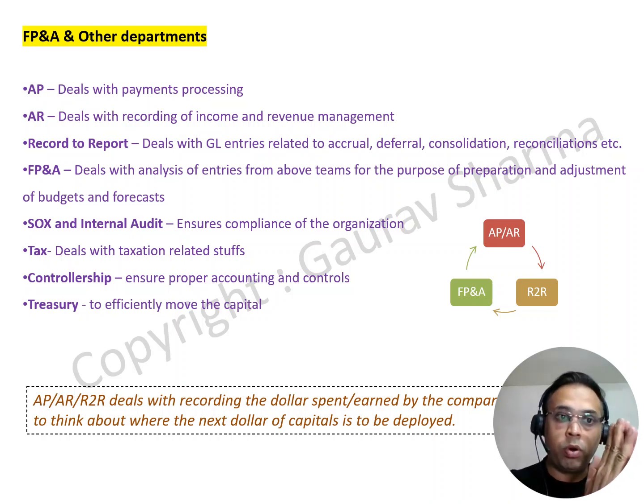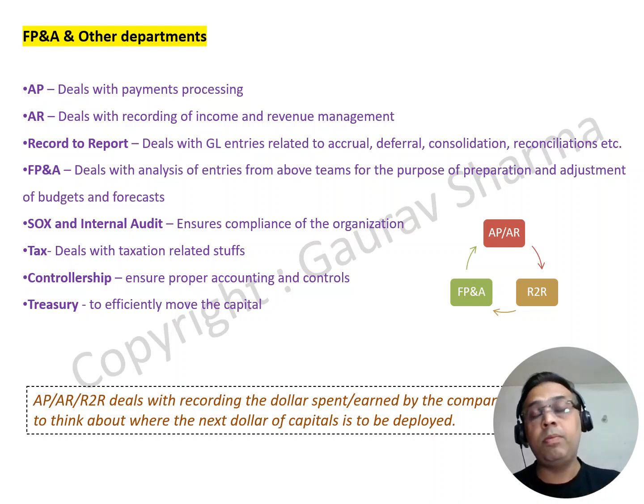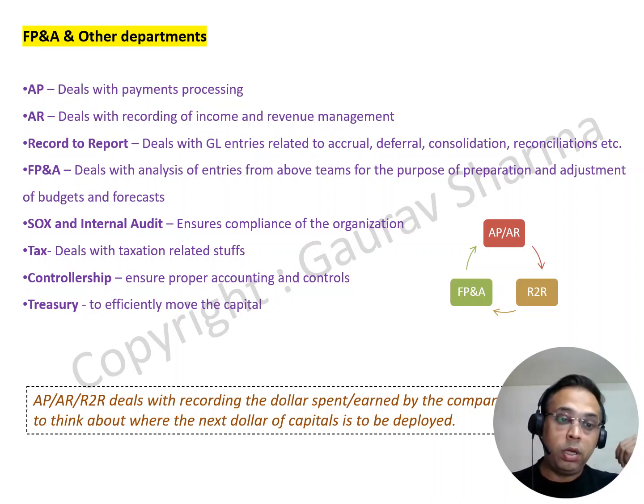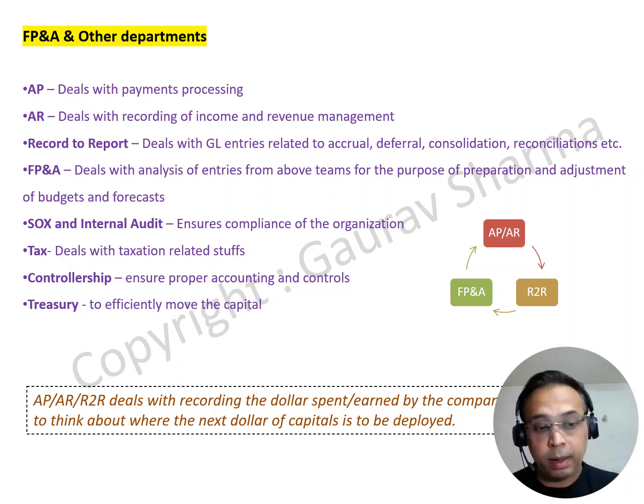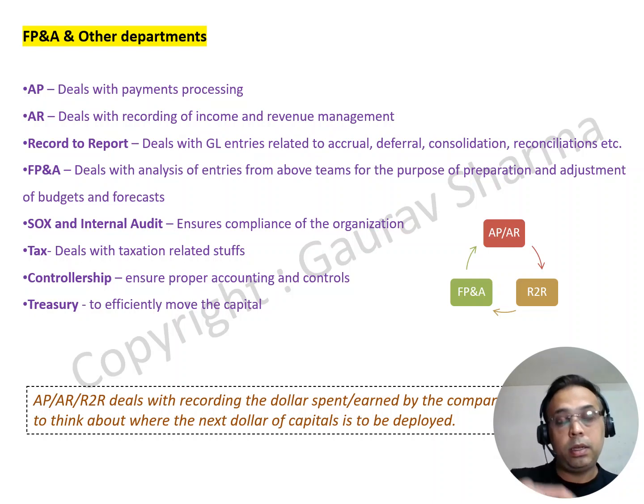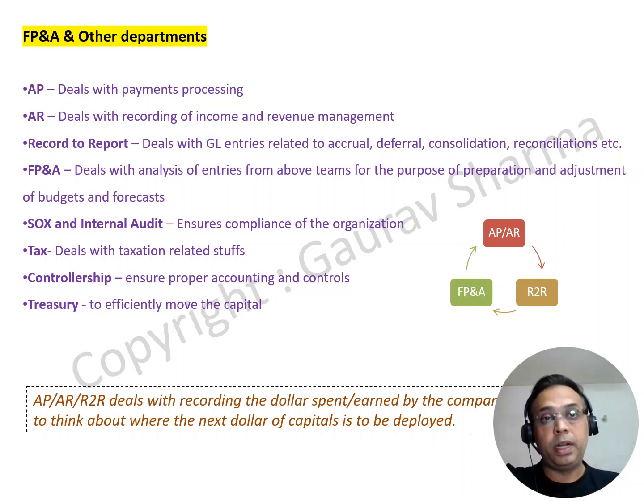So now you know what all the different departments do. How is the FP&A team linked with them? In short, AP, AR and the record to report team perform a very important function. They ensure that each dollar earned by the company, or each dollar spent by the company, is recorded accurately and timely. And the FP&A department studies whatever has been recorded, and at the same time decides where the next dollar would be spent.